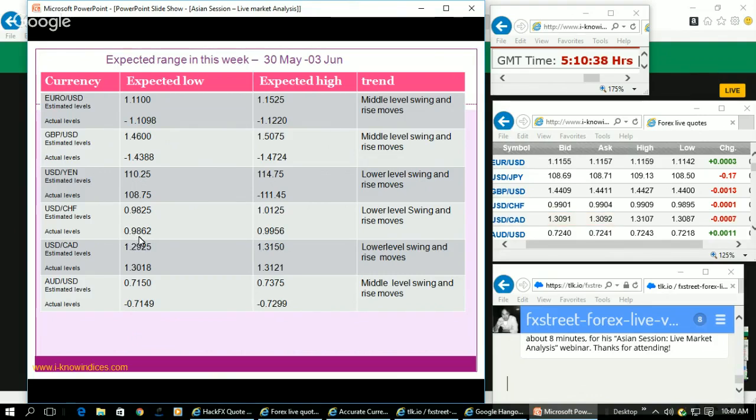CHF, 98.25 was the estimated low. They have come up to 98.62, and the high only below that of the parity. A narrow range consolidation, not even 100 pips throughout the week.